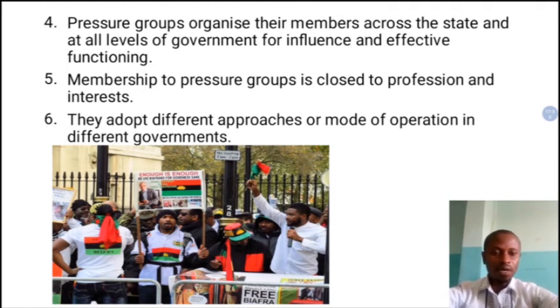If you're not a woman, and you're not in the market, in a given market, you can't join Market Women Association. So that's just it. Now they adopt different approaches or modes of operation in different governments. Today we are under civilian government. You can see many project groups, civil societies, cropping up everywhere. It's because we are operating democracy.